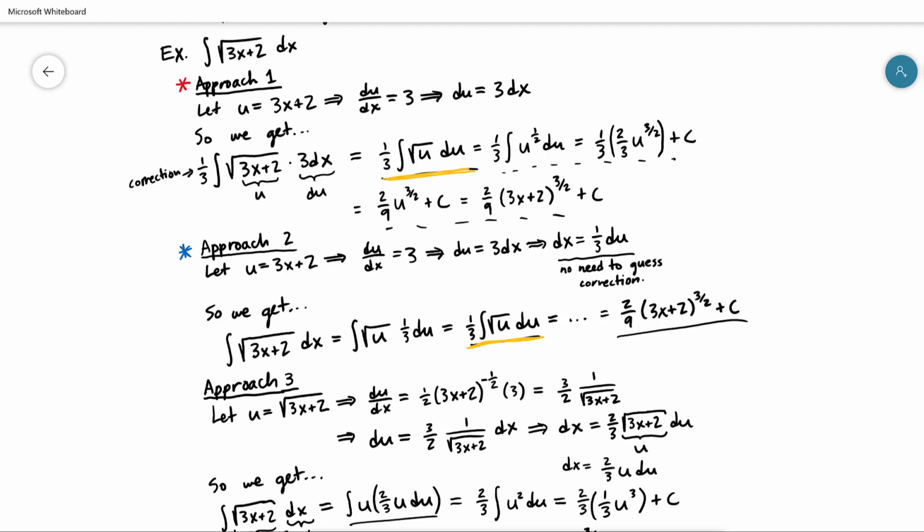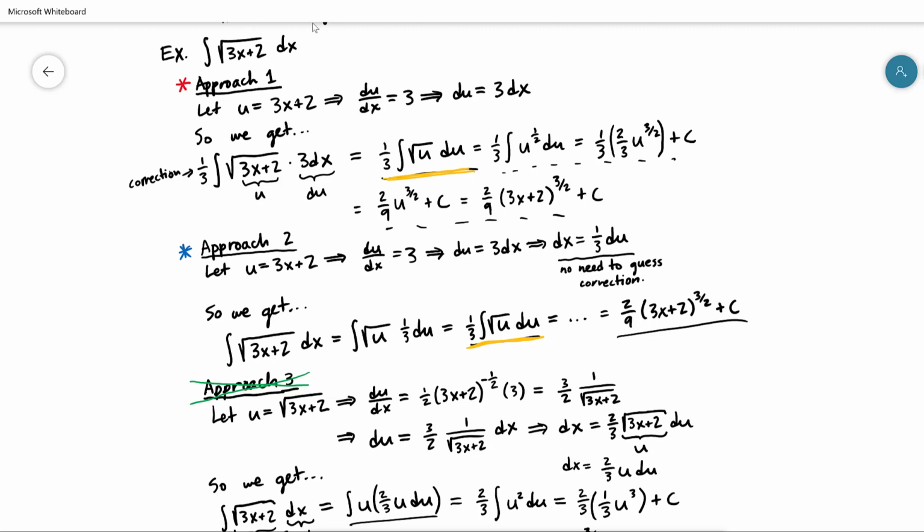And in general, I would not recommend doing this. Most of the time, this isn't going to work. Pick u to be something as uncomplicated as possible, but sometimes there's more than one choice of u that will happen to work, so I just want you to keep that in mind. But this is kind of your call. Up between these two approaches are the same.